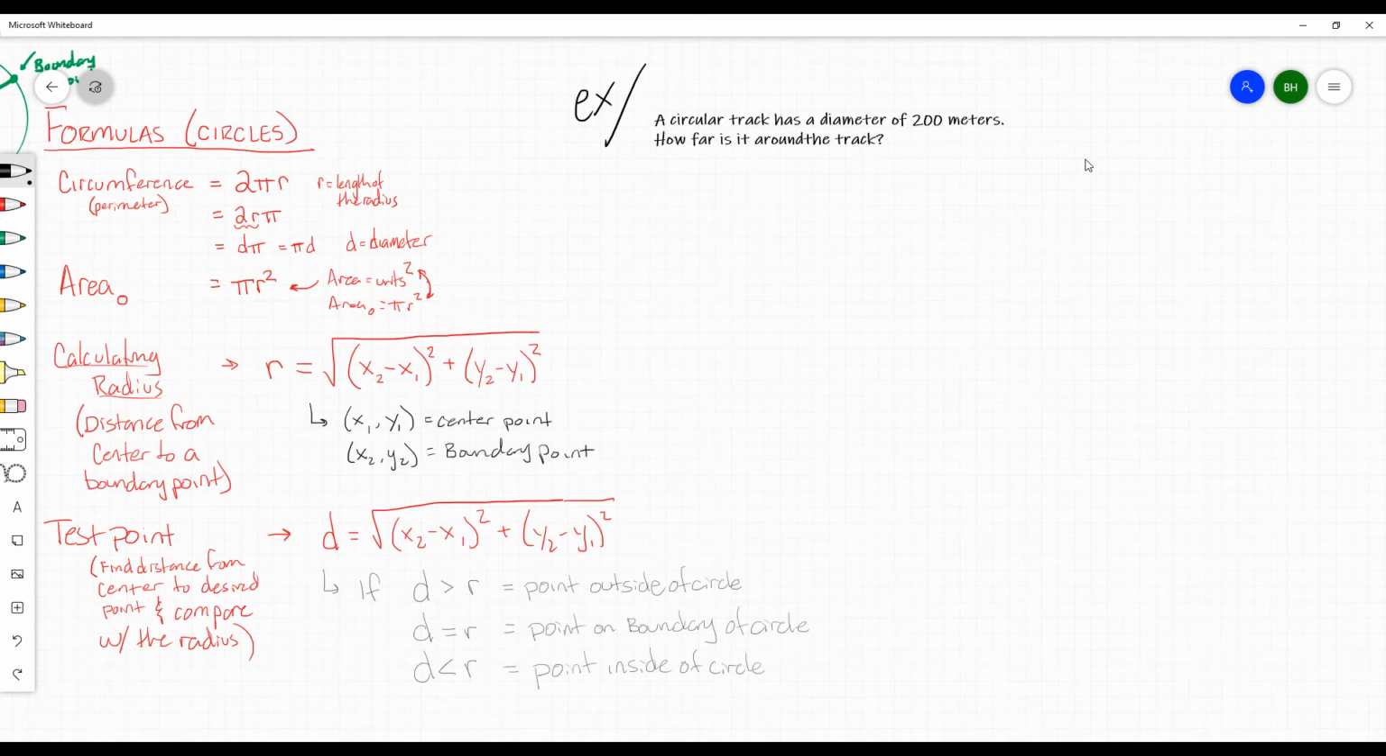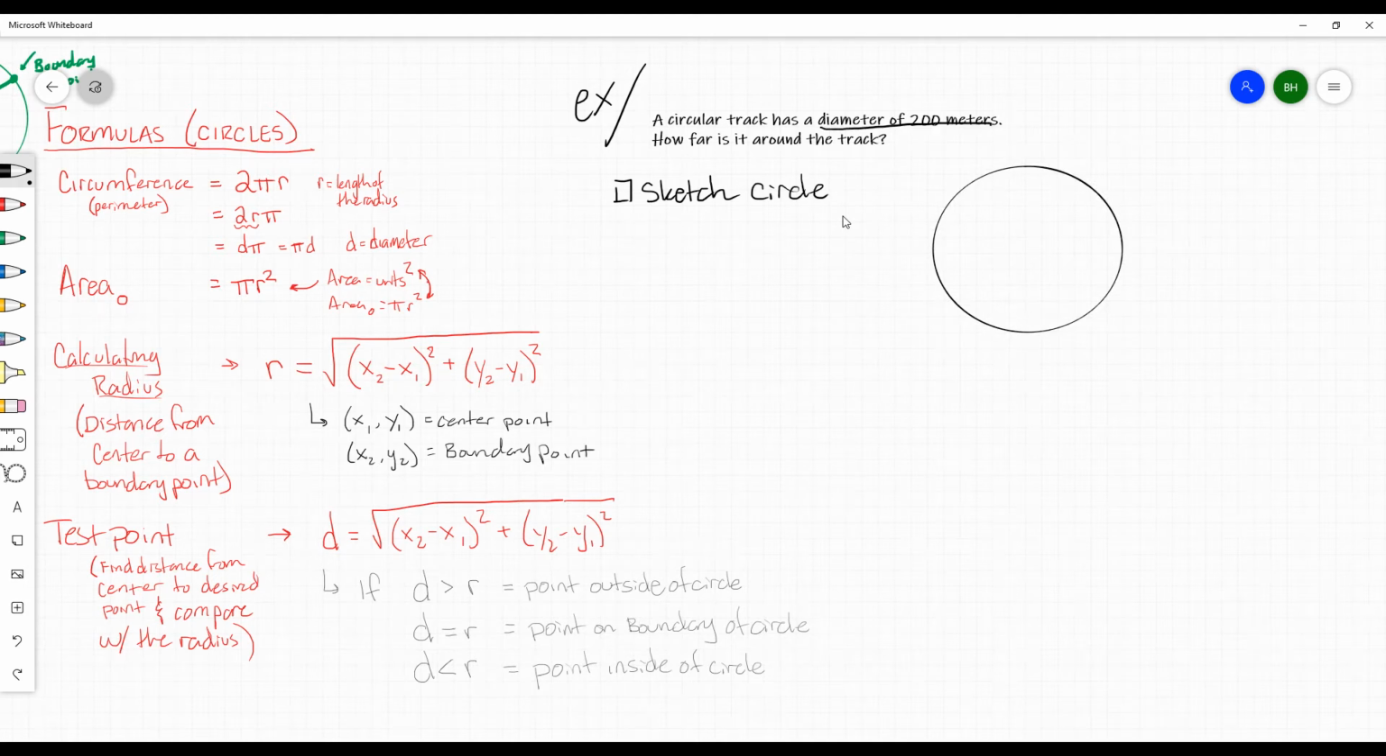So let's talk a little bit. Let me add a space in here. It's bugging me. So what we need to do is we first need to see if we can get a little sketch going. Sketch of the circle. Okay, so for here, I'm going to draw my very own perfect circle. That's not very perfect. Boom, circle. And it says here that we have a diameter of 200 meters.